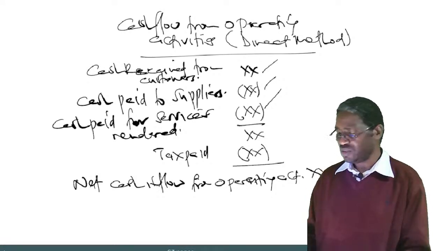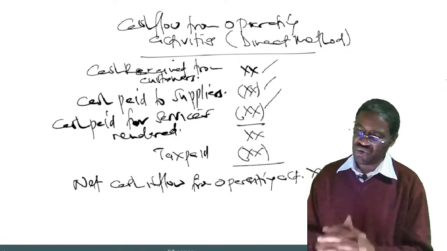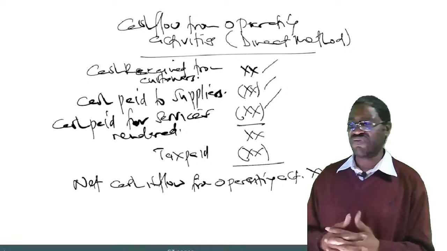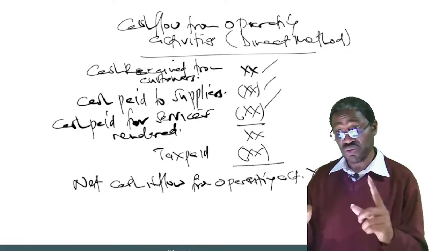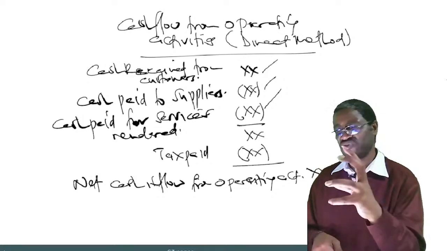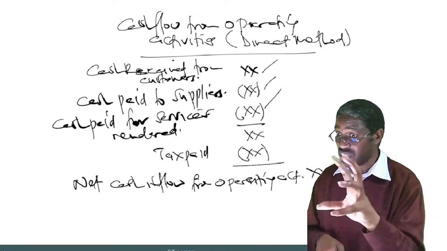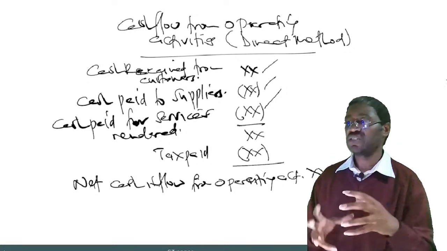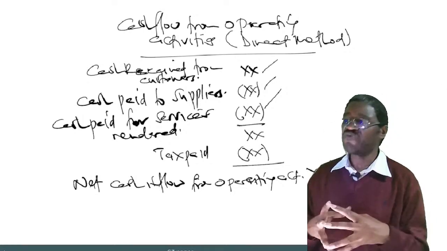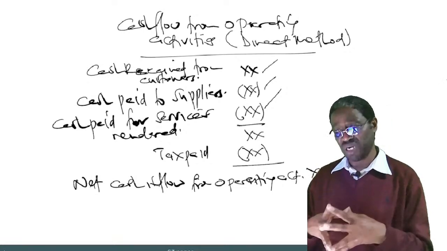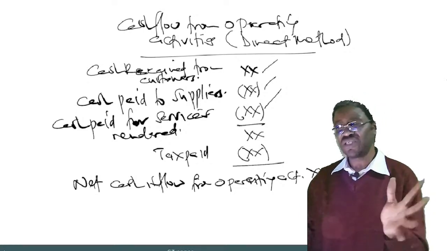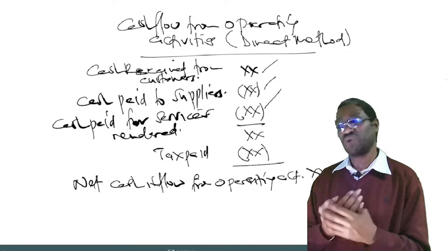Now, listen. The only issue I've told you is that nothing of these three figures will be given to you. It is something you must calculate. Cash received from customers, we shall ask ourselves later, how do you calculate it? Cash paid to suppliers, how do you calculate it? Cash paid for services rendered, how do you calculate it? That's the only challenge with this method, that nothing is for free. You have to calculate it.